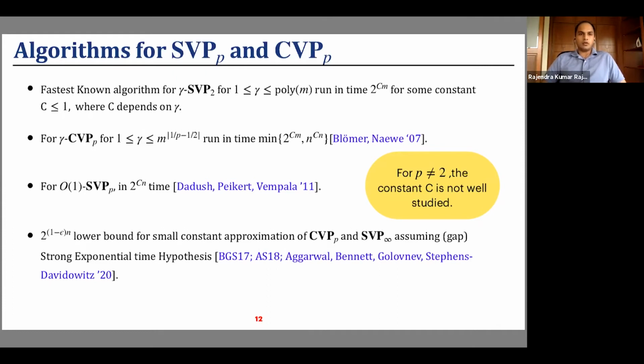So this is all we know about algorithms, and it is very unfortunate that we are not aware of any good upper bound when p is not equal to 2. So in this work, we'll try to give some upper bounds when we look at a constant approximation of these problems.